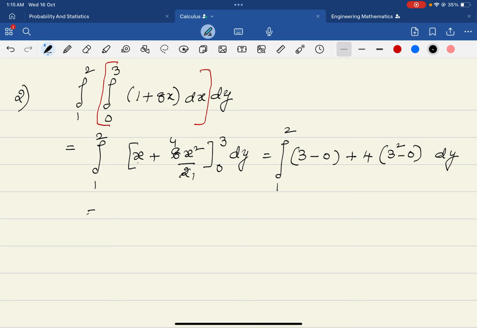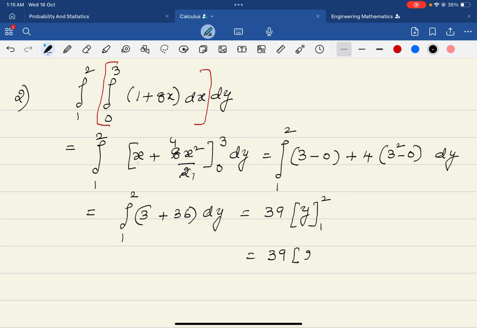And now what is this giving you? Integral 1 to 2, 3 minus 0 is 3, plus 9 4s are 36, correct? 3 plus 36 times dy. Now what is 36 plus 3? 39. Integral dy is y from 1 to 2. So that is 39 times the upper limit minus the lower limit. So the value is 39. Is that clear?